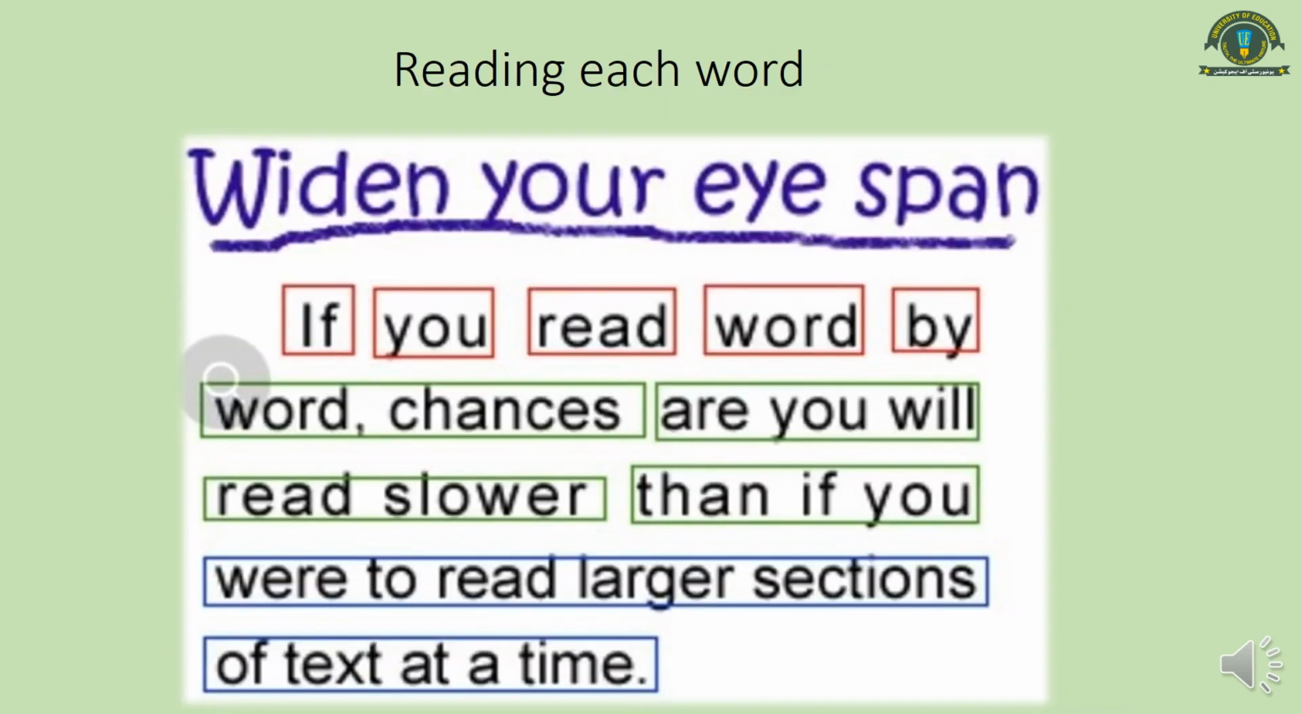Now, we also have a bad habit of reading each and every word that is written in front of us. If you read word by word, chances are you will read slower. If we keep reading like this, then we are reading slower. But if you try to pay attention, you can read the first whole line in one single glance. If you read word by word, chances are you will read slower than if you were to read larger sections of text at a time. So this is a better way of reading, that you are not paying attention to a single word, but rather to the chunks.